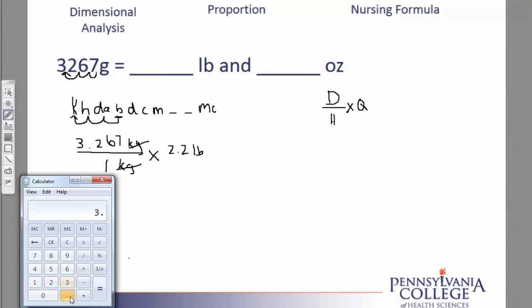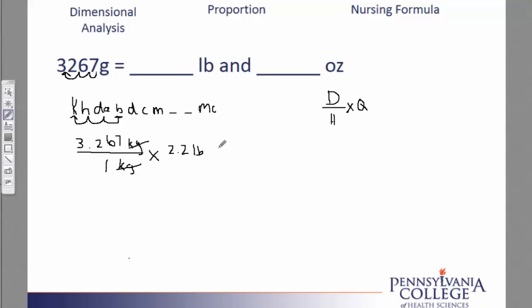So 3.267 times 2.2 gives an answer of 7.1874 pounds. The label in my answer is always the label of the quantity, the label that did not cancel. When we're going to a 2-part label, the whole number is the first part, so this is 7 pounds.